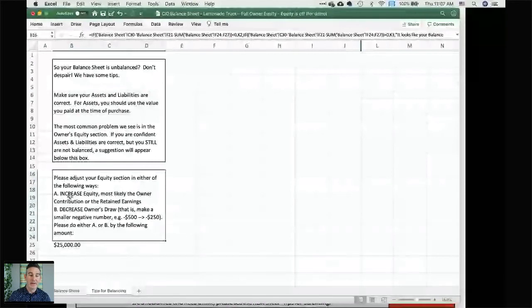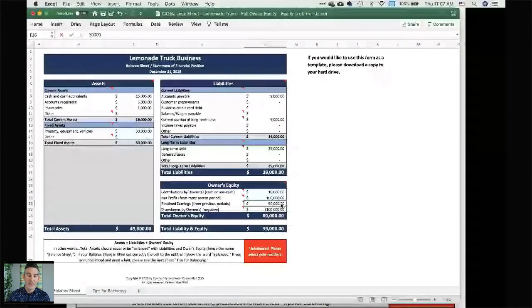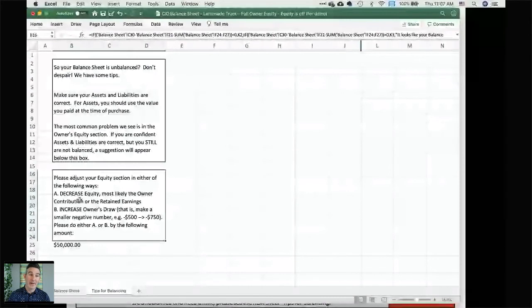So it's saying we've got a difference, you're off by $25,000. And so you either need to increase your equity, most likely the owner contribution or the retained earnings, or decrease your owner's draw. If you were to go the other direction, it's going to update and say now you're off $50,000, but you need to decrease your equity or increase your owner's draw. So it'll give you the numbers and coach you through the process of making sure that your balance sheet is actually balanced.